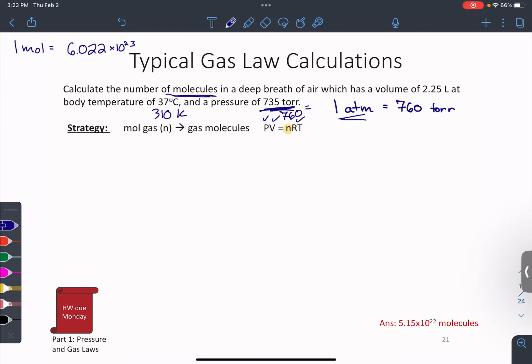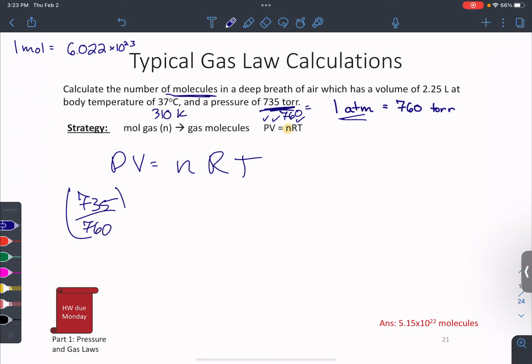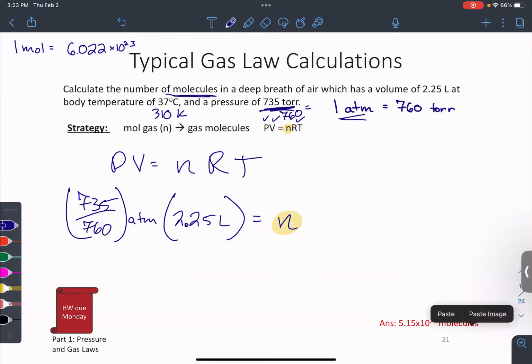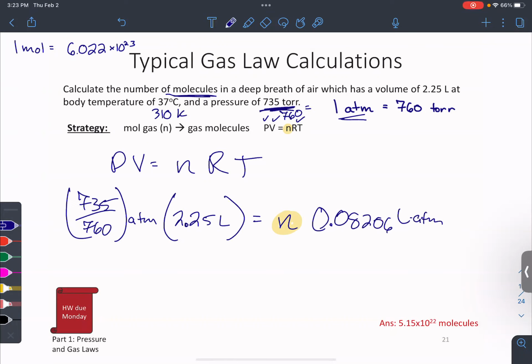So I'm just going to plug in everything. So PV equals nRT. Pressure is 735 over 760, right? And that will be atm. Volume in this breath of air, this is big lungs, 2.25 liters. Equals n, that's what we're calculating, moles of gas present to fill that volume. R is 0.08206 liter atm per mole Kelvin, and then finally the temperature, 310 Kelvin. And so if you solve for n here, oh, come on.